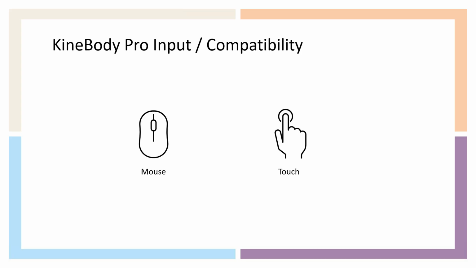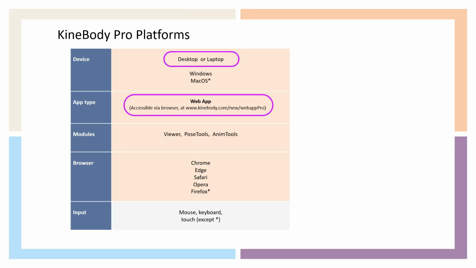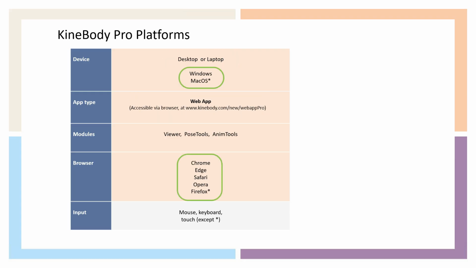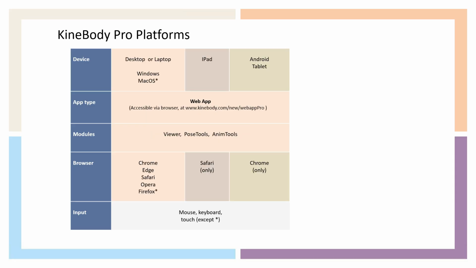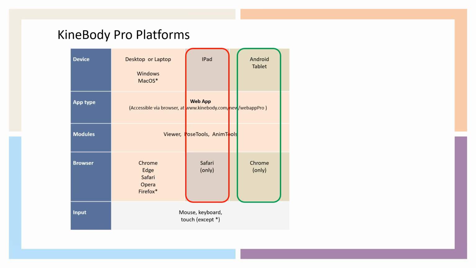KineBody Pro is compatible with both mouse and touch inputs. It's available for desktop and laptop computers as a web application at KineBody.com. It works with Windows and Mac machines and with most popular browsers. The web app supports all of the KineBody Pro modules, including Viewer, Pose Tools, and Anim Tools. The web app version also works on iPad and Android tablets, but with fewer browser options.